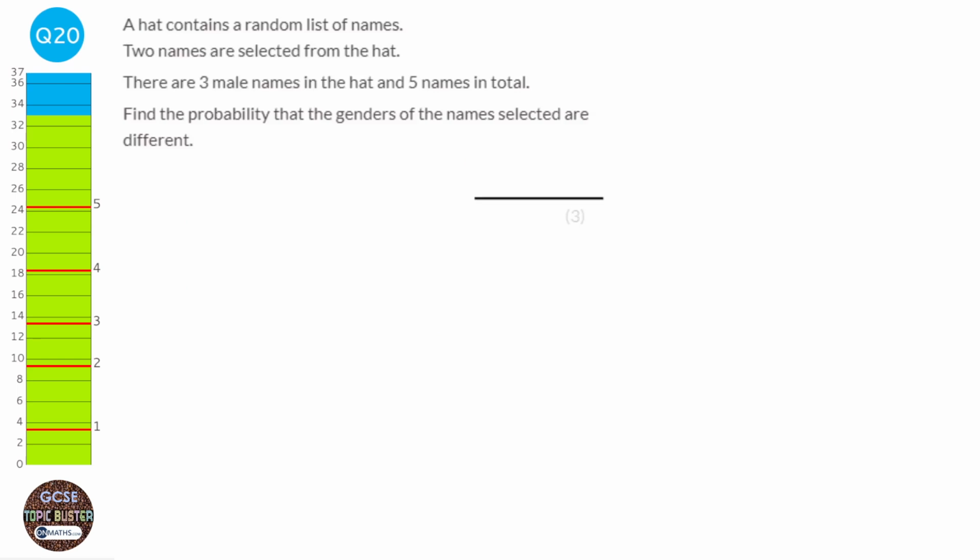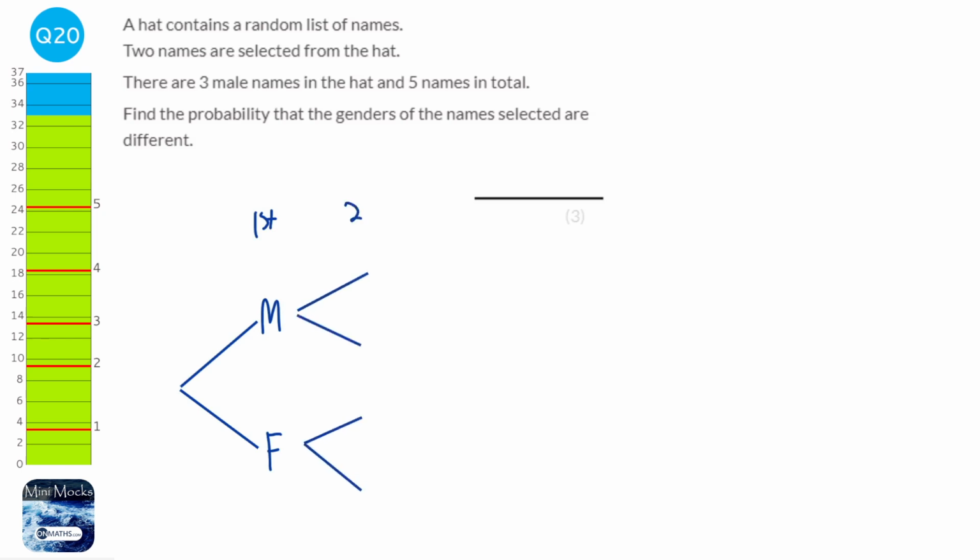So we're going to first of all draw a tree diagram for this information. You don't have to, but it is easier to understand what's going on. The first choice will be the first pick. It'll either be male or female. And the second choice will be the same, male and female. Looking at the question, there are 3 male names in the hat and 5 names in total. So the fractions for the first one will be 3 over 5. If there's 3 male names, there'll be 2 females.